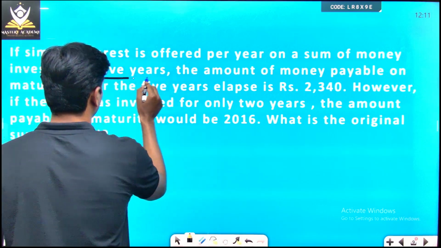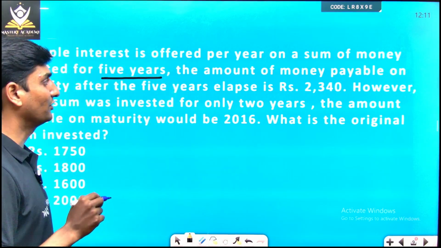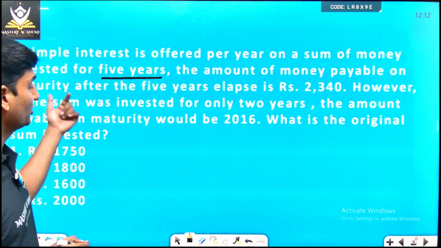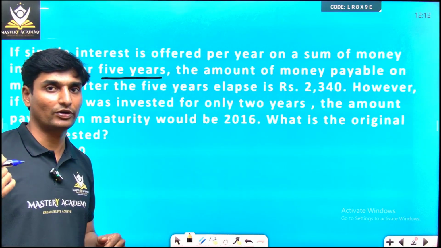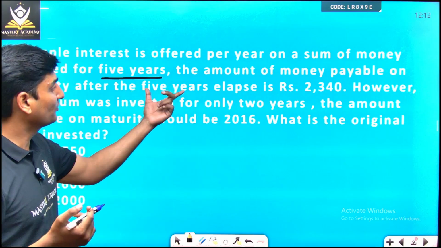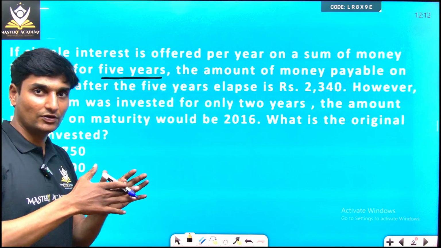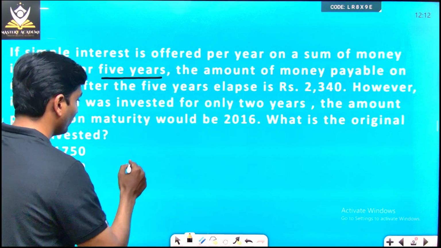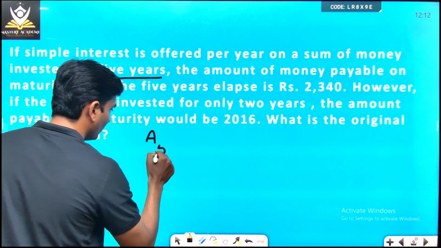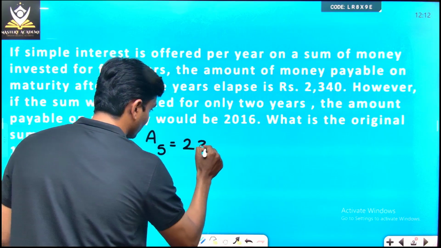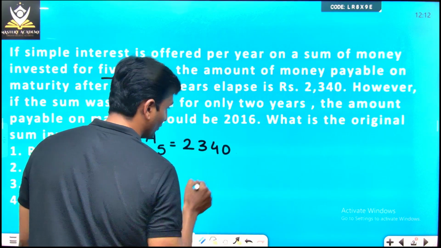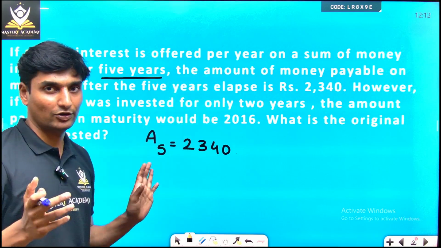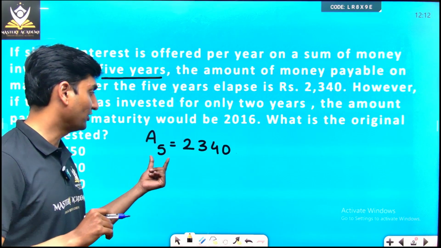There was some investment made for a period of 5 years, and the money payable after maturity, meaning completion, after the completion of 5 years, is an amount of 2340. The amount after the completion of 5 years is 2340 for some principal. We do not know the principal or the rate of interest, only the time of 5 years and the amount.